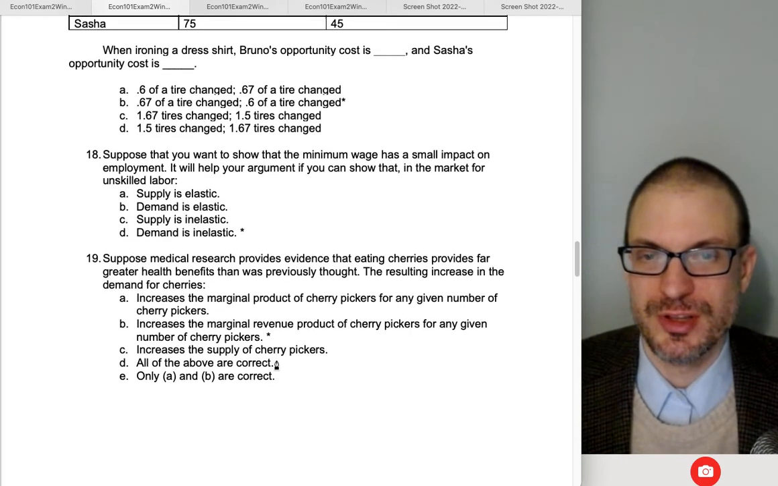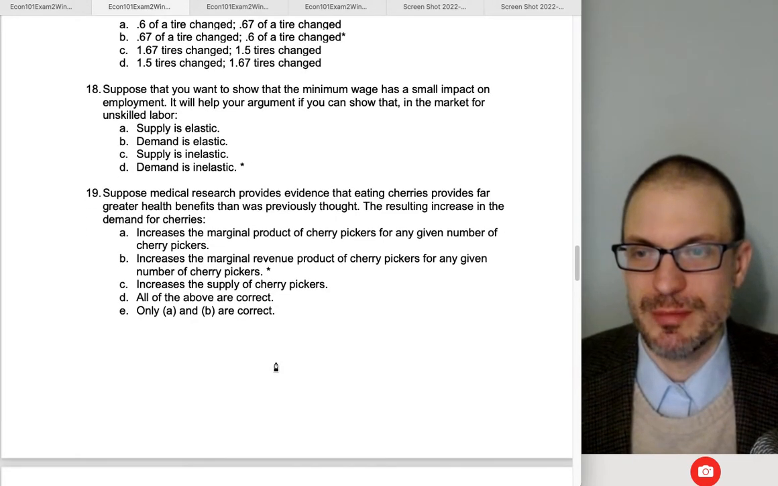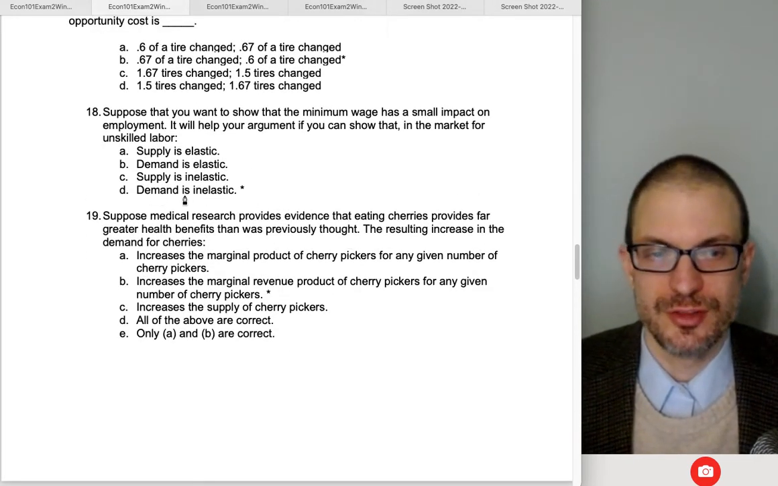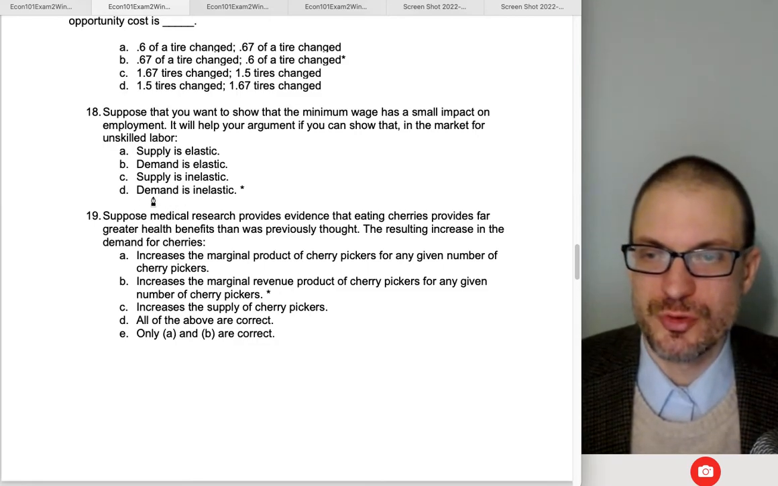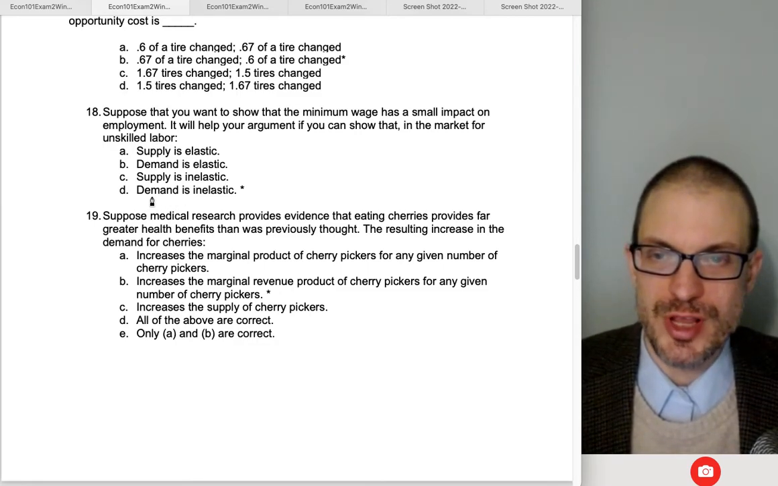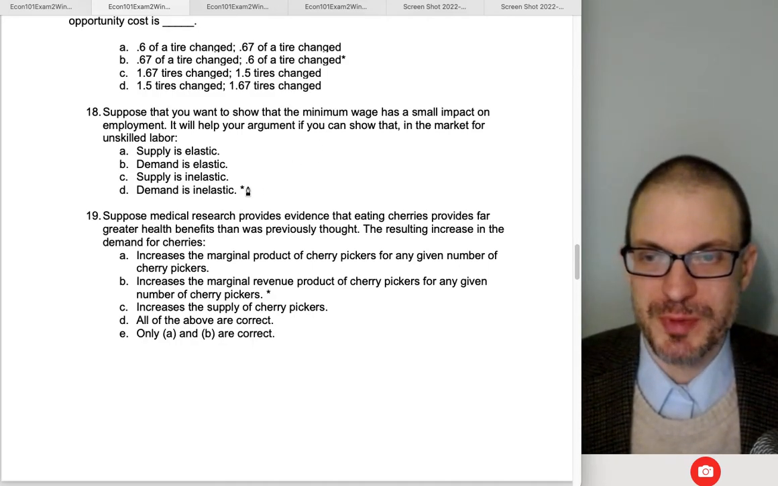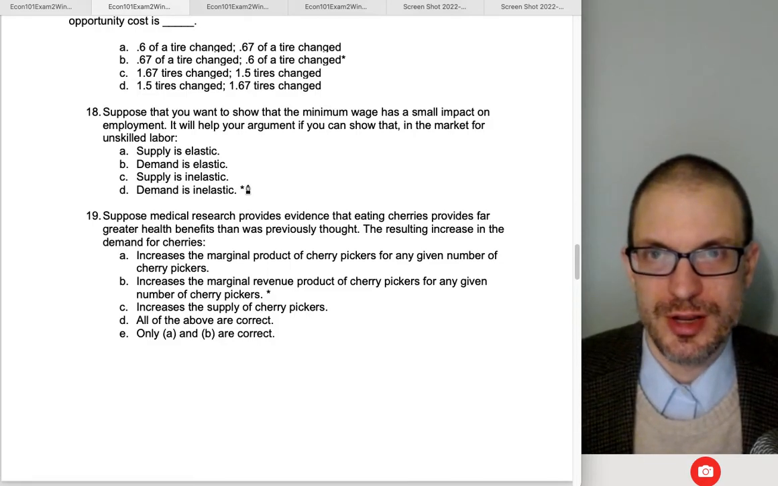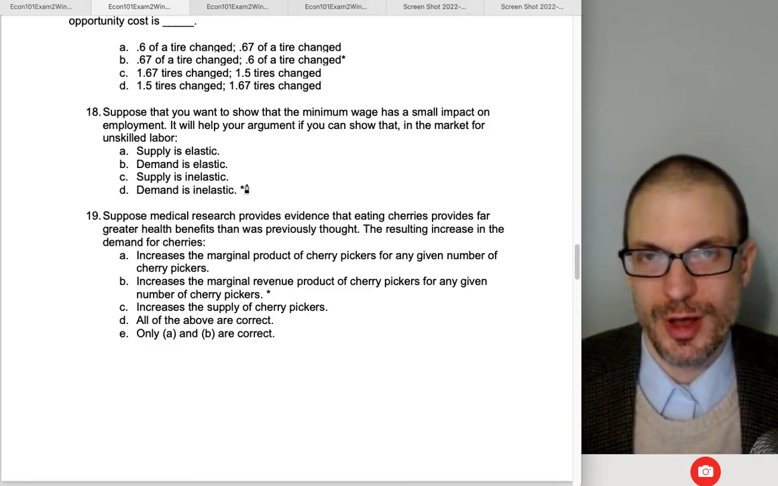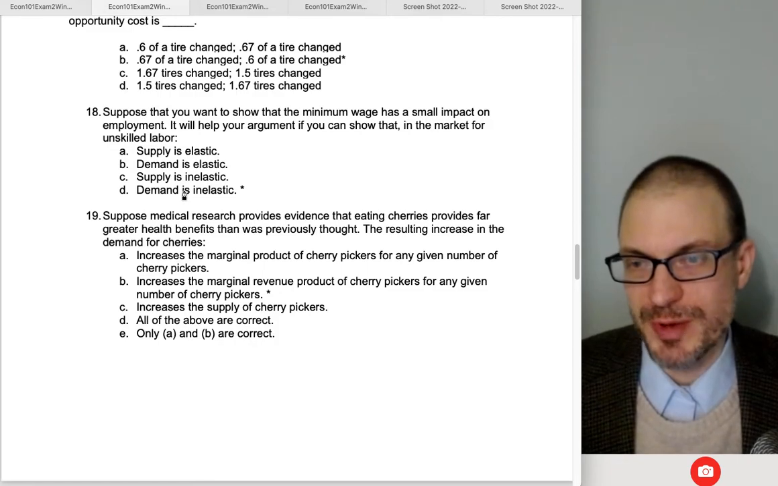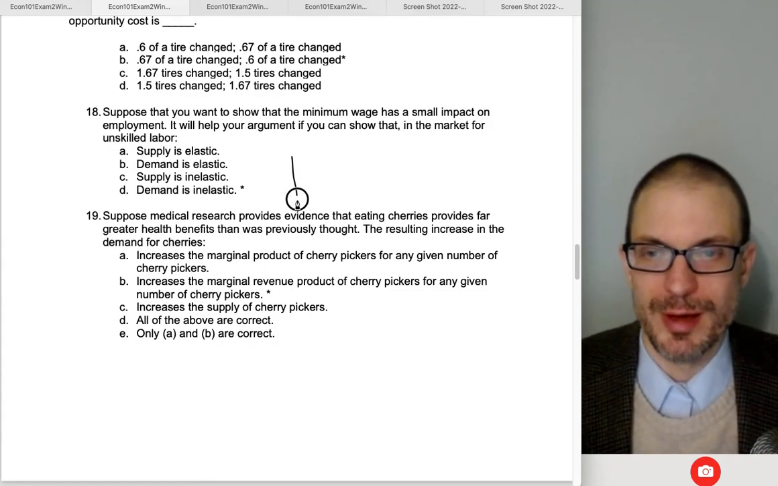Okay, so suppose you want to show the minimum wage has a small impact on employment. It'll help your argument if you can show that in the market for unskilled labor, demand is inelastic. There's two ways to think about this. The first one is we can say, well, if demand's pretty unresponsive, then when the minimum wage raises the price of labor, by the law of demand, we know the quantity demanded is going to fall, but if it's inelastic, it won't fall by much.